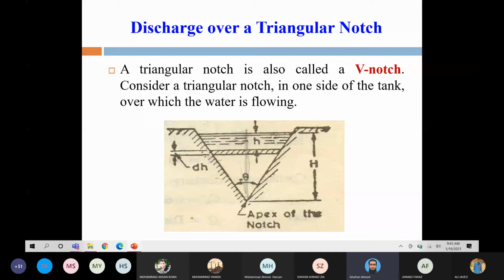Let H be the height and theta the angle. From the geometry of the figure, we can find the width b of the notch at the water surface as 2H tan theta by 2. This is at the top surface. But while we are considering the strip, we need to find the width of the strip. The width of the strip uses the height H minus h. So if we want to find the width of the strip, we have to use H minus h. Any question? Any confusion?